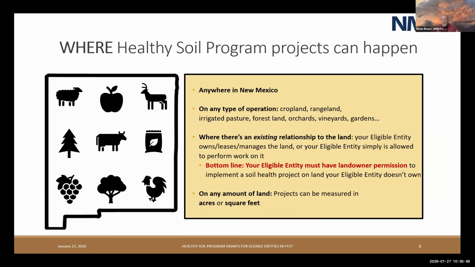There must be an existing relationship to the land. So your eligible entity can either own, lease, or manage the land, or your eligible entity simply is allowed to perform work on it. The bottom line here is that your eligible entity must have landowner permission to implement any soil health project on land that the eligible entity doesn't own. As far as the size and scope of the projects, we'll accept any amount of land. This can be measured in acres or square feet. So it gives you quite a bit of flexibility on where you can develop these projects. Next slide, please.